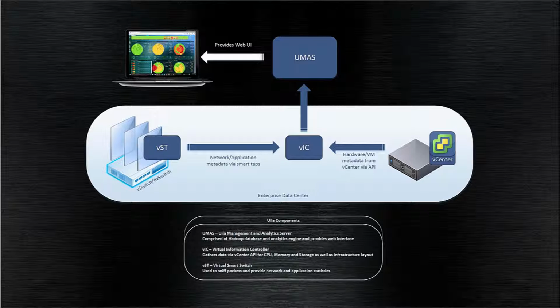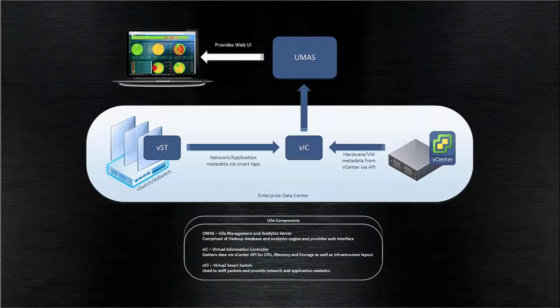To the left of that, we have our Virtual Smart Taps, or VSTs. A VST is a small VM that resides within the infrastructure and sits on a specific vSwitch where your VMs live. This smart tap will be used to gather metadata about network and application performance. These smart taps will provide the data to the VIC to be combined with vCenter data and sent to the Uila Management and Analytics Server, or UMAS.